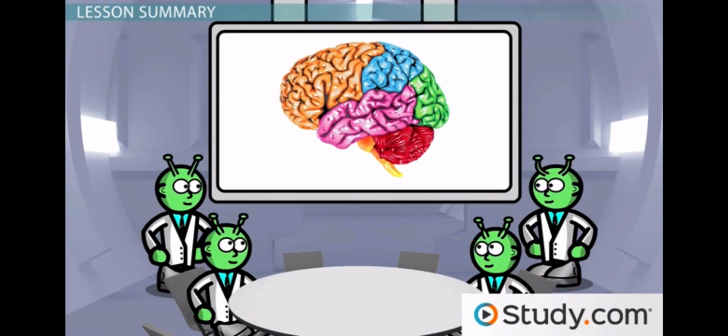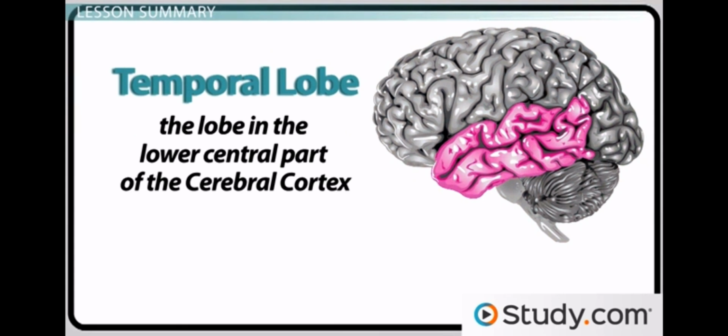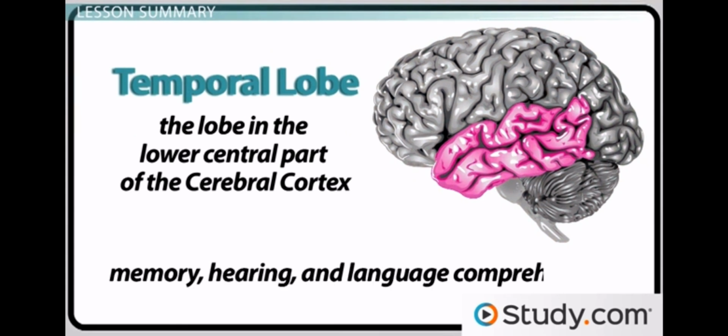Through careful observation and by presenting a challenge for the research subject to overcome, I have been able to map several functions to the 4 lobes of the cerebral cortex. The temporal lobe is the lobe in the lower central part of the cerebral cortex, located here, and it appears to be important for memory, hearing, and language comprehension.